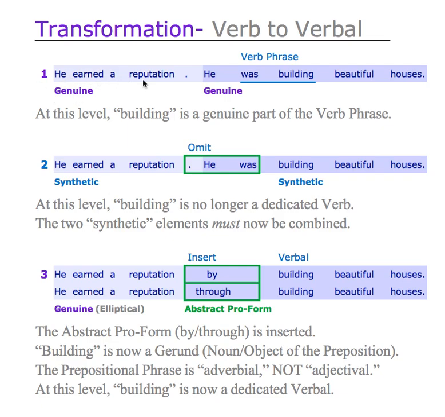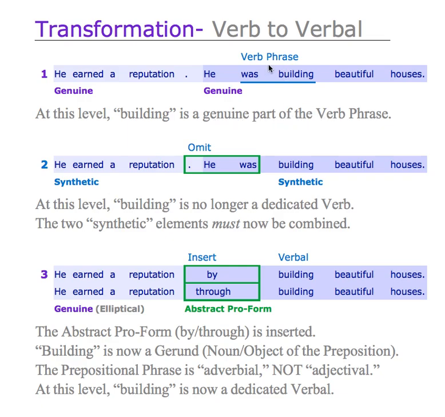He earned a reputation. We have our punctuation. Then we have another genuine clause: He was building beautiful houses. So now you see here our verb phrase. It's a regular verb. It's an actual verb. It's not yet a verbal, all right? At this level, building is a genuine part of the verb phrase.